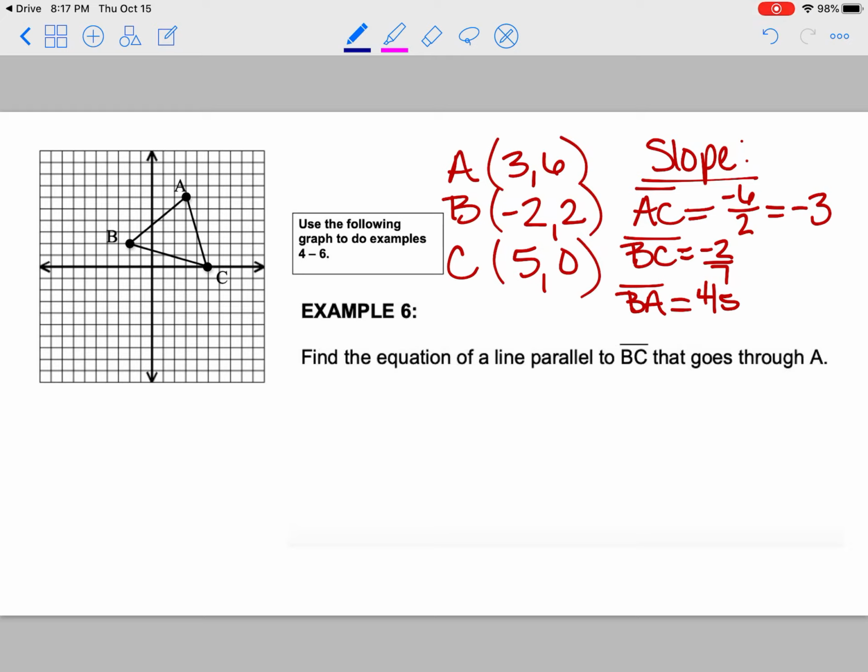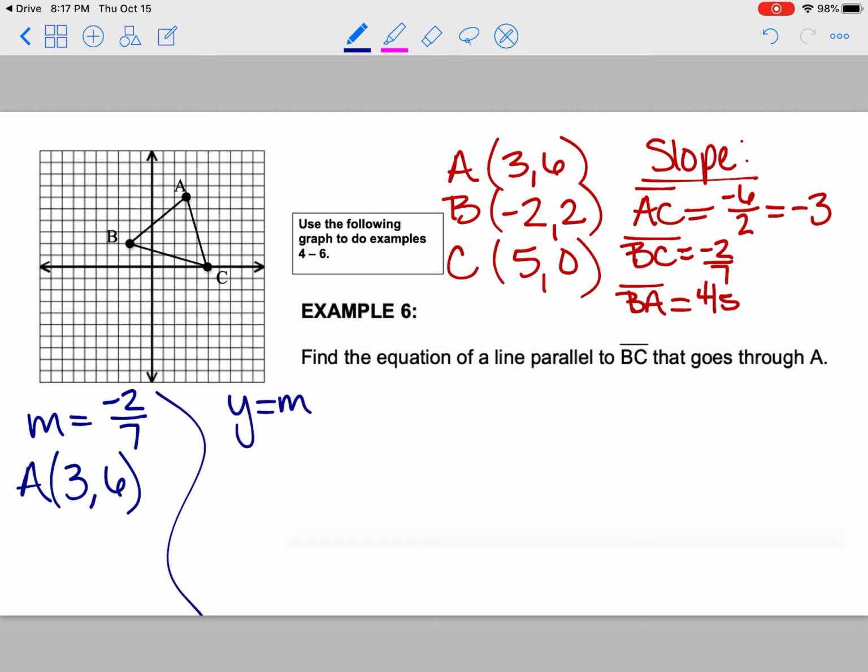Parallel means we're bringing the same exact slope. So BC slope is negative 2/7, so we'll bring that down. The point that we're looking to go through is point A at 3,6. And so let's start plugging that into our y equals mx plus b. All right, so y is 6. Our slope is negative 2 over 7. x is 3, and we're looking for the b.